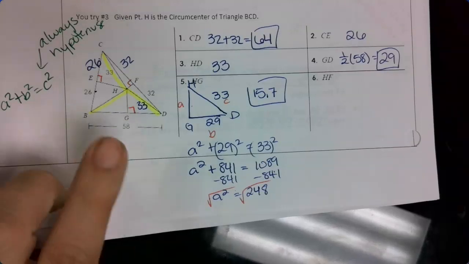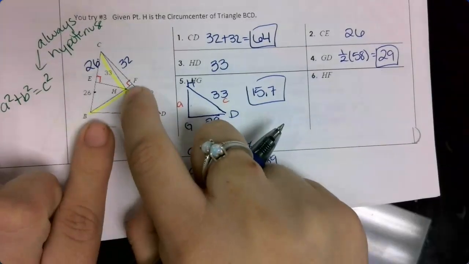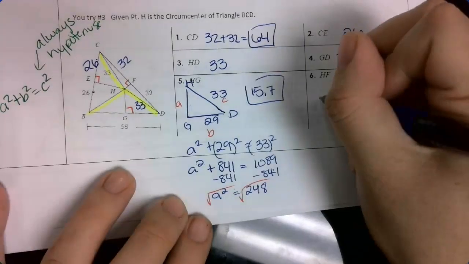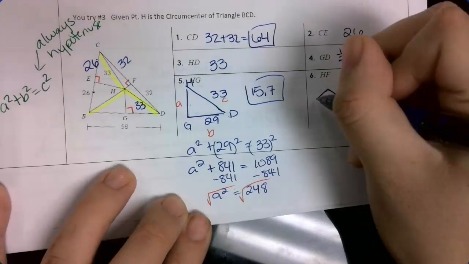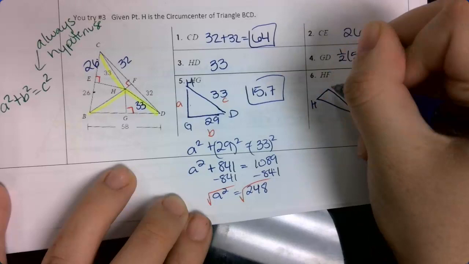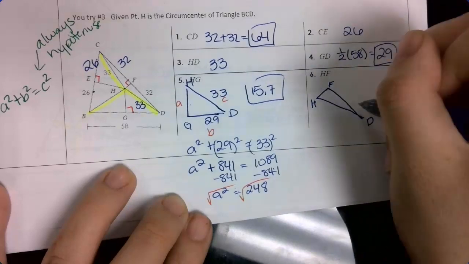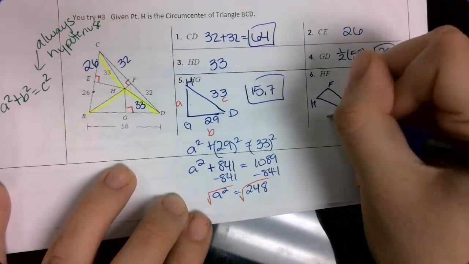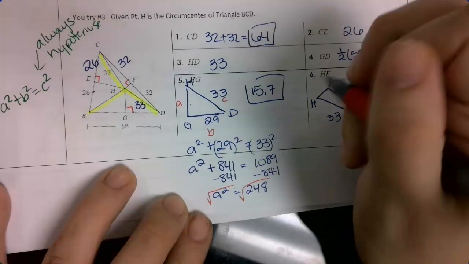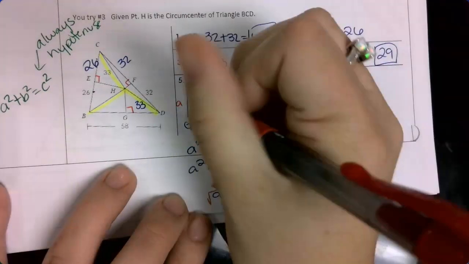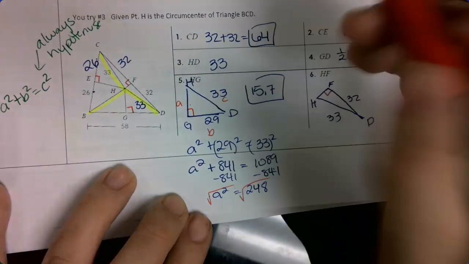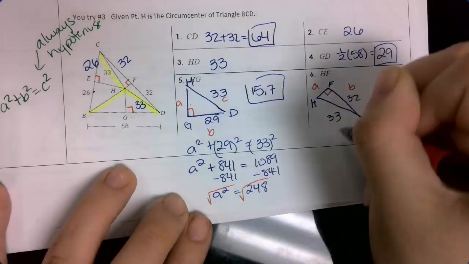Then number 6 is similar. It wants me to find HF, this little tiny piece right here. So I'm going to just copy this over. I know this side is 32, this one is 33, and my right angle was right here. So I'm going to make this A, this B, and this C.